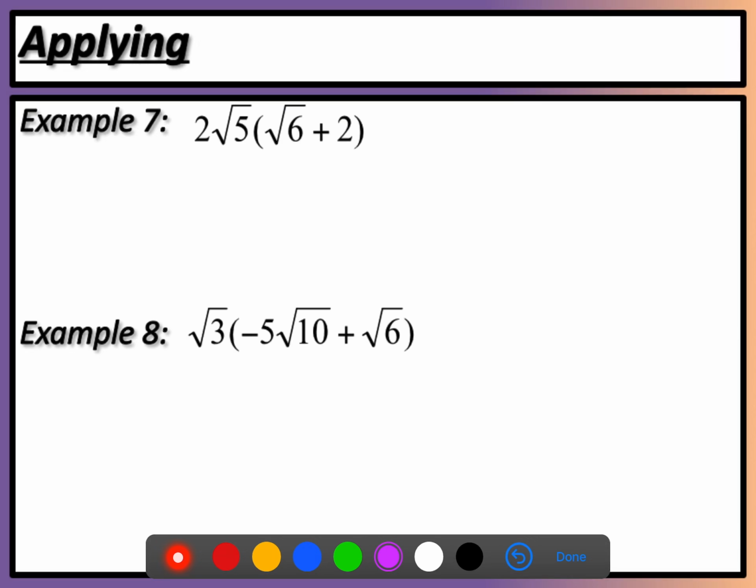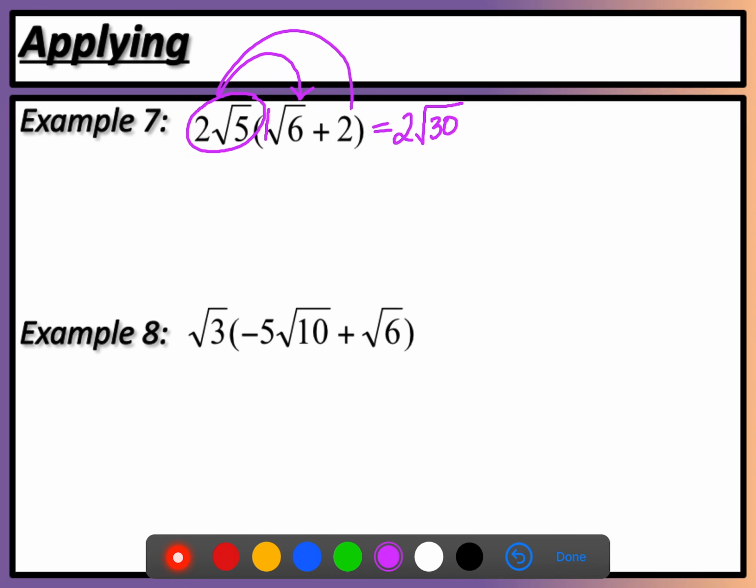On number 7, be careful. You want to make sure you distribute this entire value. So 2 on the outside, 5 on the inside is distributing to the 6. This is really a 1 in front. So 2 times 1 on the outside, 30 on the inside.